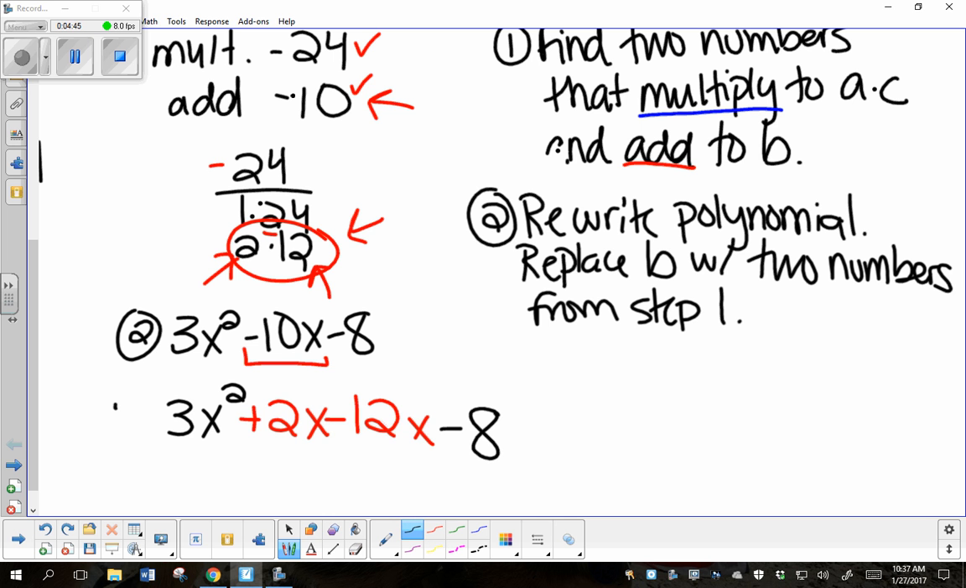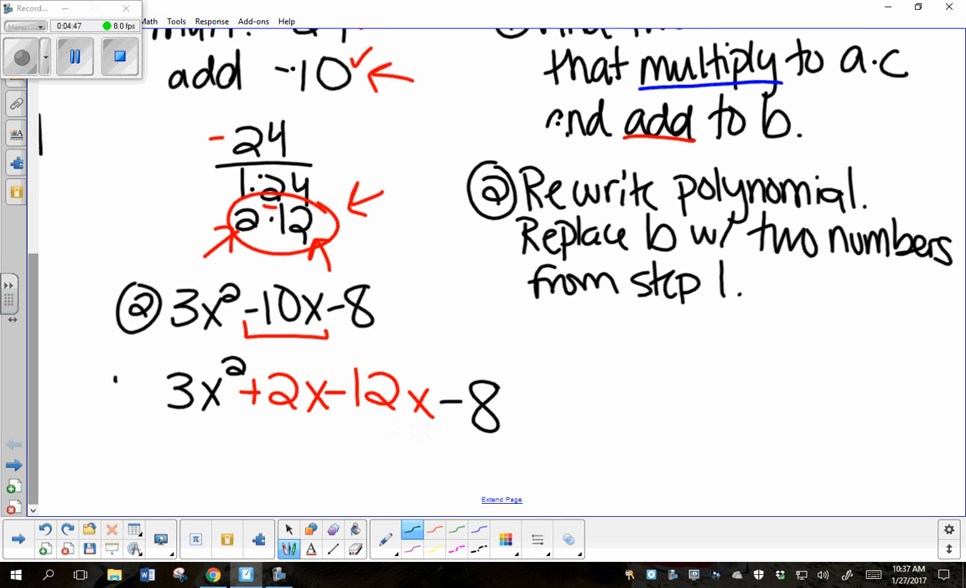So these two polynomials that I have written down are the same exact thing, because if I combined my 2x minus 12x, that would be negative 10x. So they're really just the same. I just wanted to write it a little differently because this is going to allow me to do step 3, which is to factor by grouping.